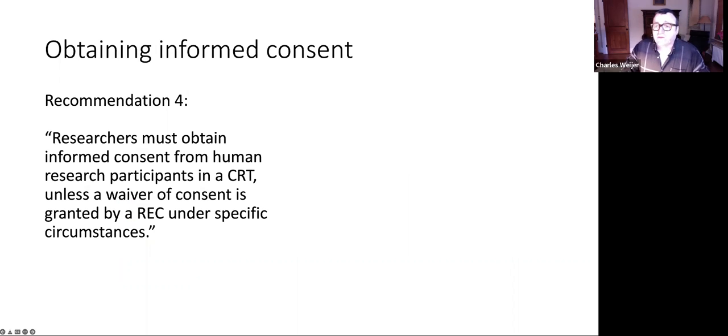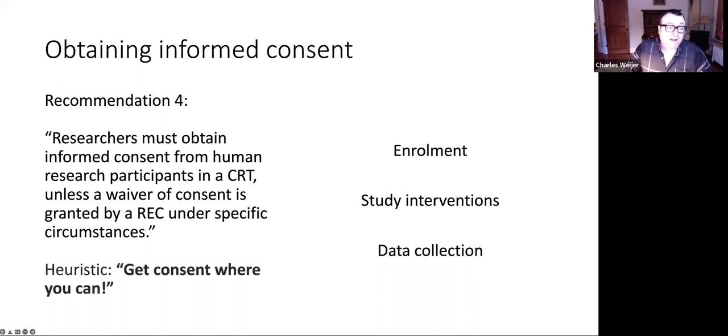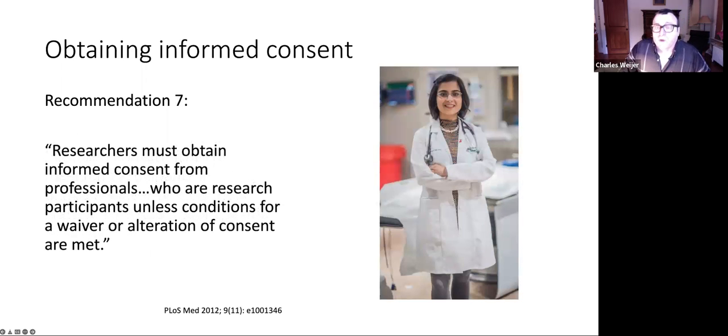Because of the complexity of cluster trials, differing people in the same trial may be exposed to different study elements. These elements may include enrollment, study interventions, and data collection. So a useful heuristic in cluster trials is get consent where you can. When health providers are research participants, their informed consent is generally also required, and we'll talk about this specifically in one of our examples.